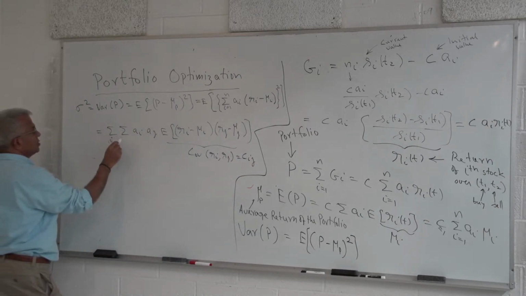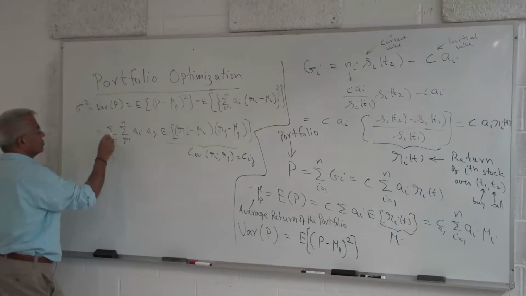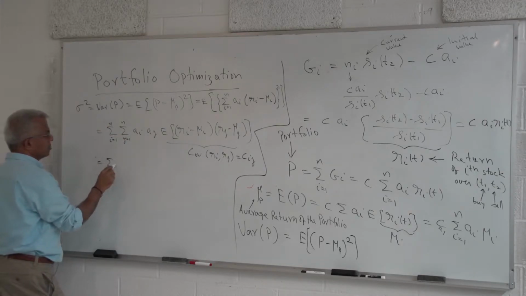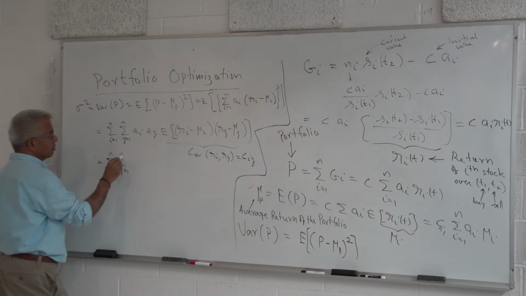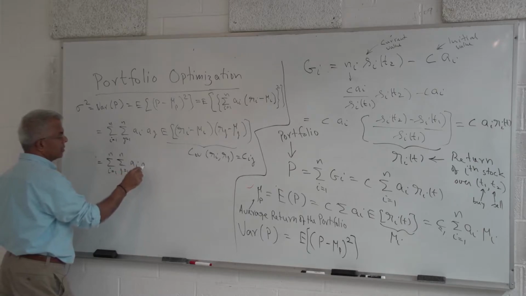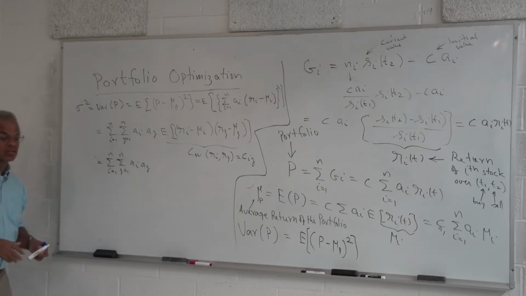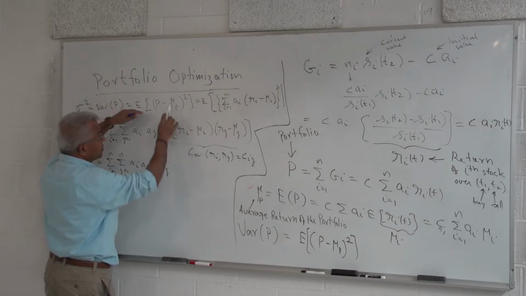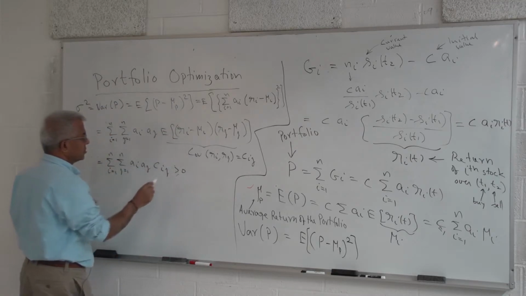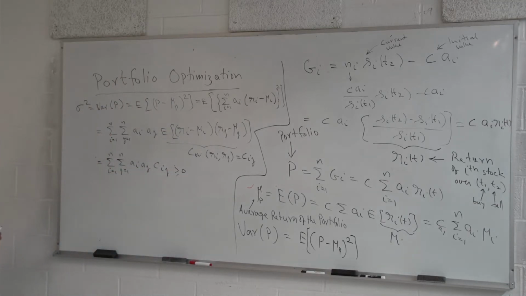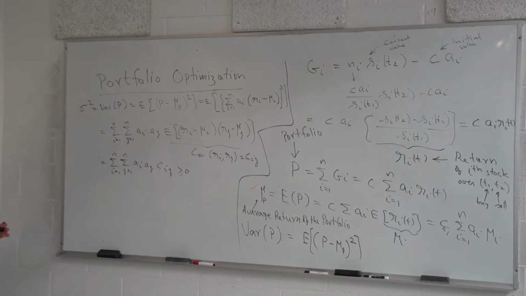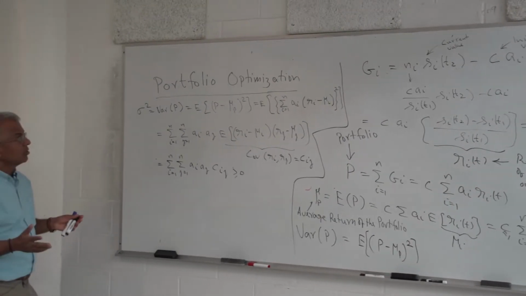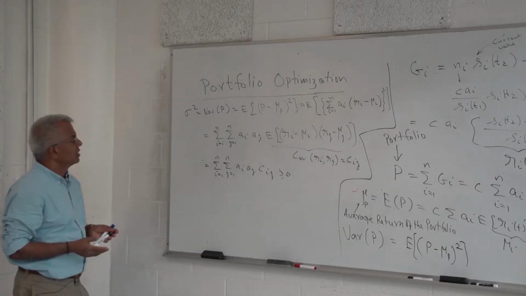So the summation is on i and j. So this is going to be the double summation, i equal to 1 through n, j equal to 1 through n, Ai, Aj, Cij. Remember, the Ais and Ajs are not only real numbers, they are non-negative numbers. And this whole quantity being the expected value of a positive number, this is non-negative. In fact, it's positive. So the question is, what do we do now in terms of selecting the AIs?